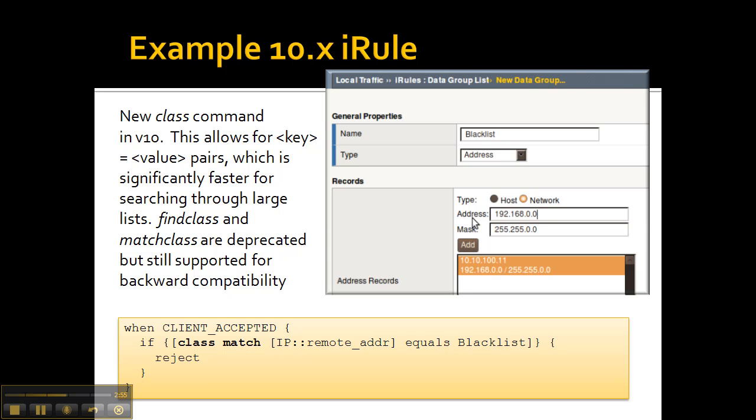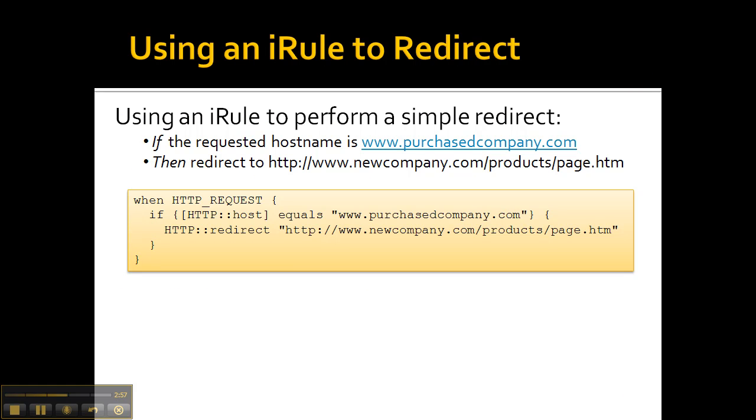Here's an iRule to perform a simple redirect. So if the host header is some old company name, we're going to redirect it to a new company name on a certain page. This works great, but imagine if you had thousands and thousands of these. That would start to become kind of unwieldy.